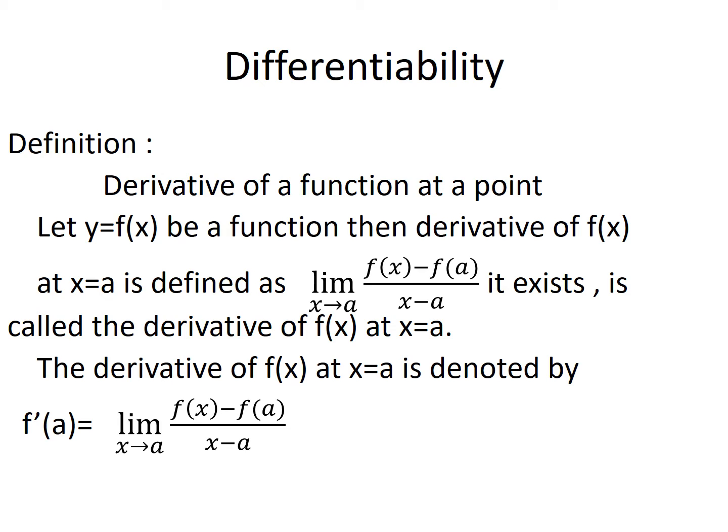So for that we consider a function y is equal to f of x, then the derivative of f of x at x equal to a is defined as the limit of f of x minus f of a divided by x minus a as x tends to a, if it exists. The derivative of f of x at x is equal to a is also denoted by f dash of a, which is equal to limit as x tends to a of f of x minus f of a divided by x minus a.